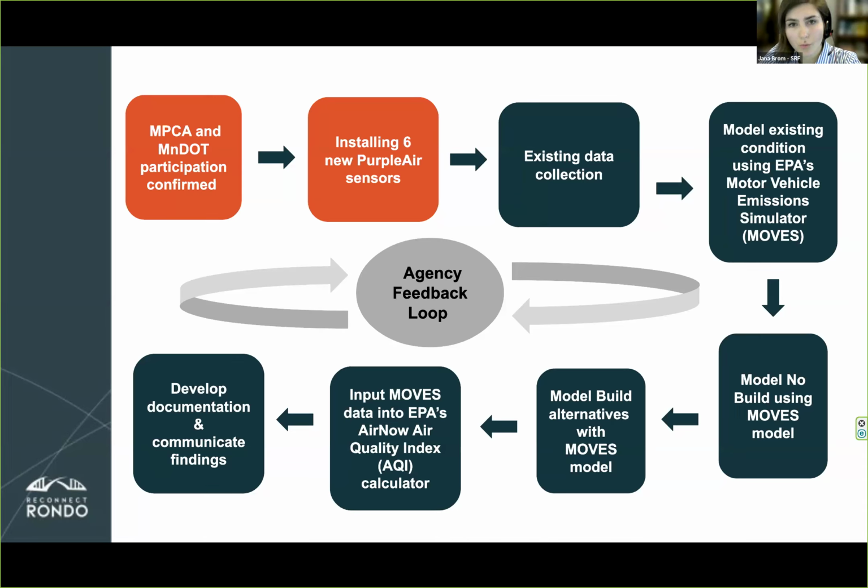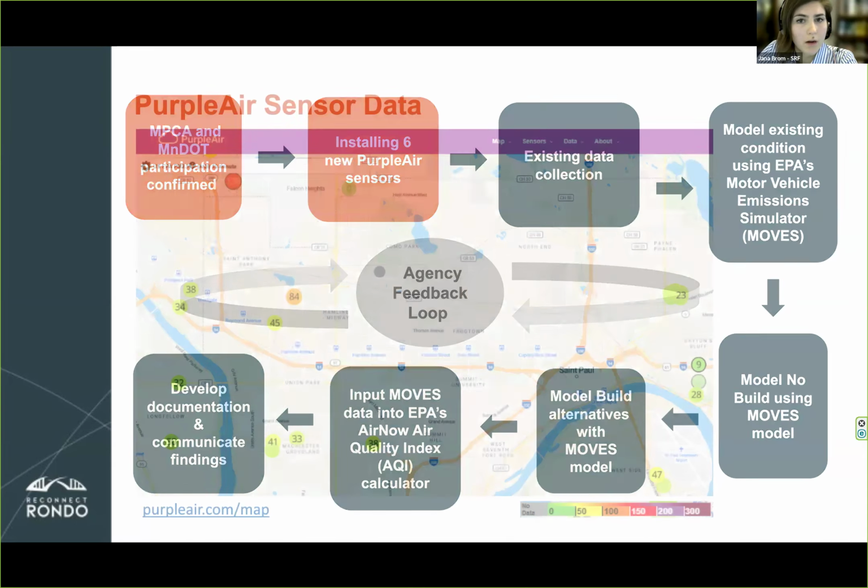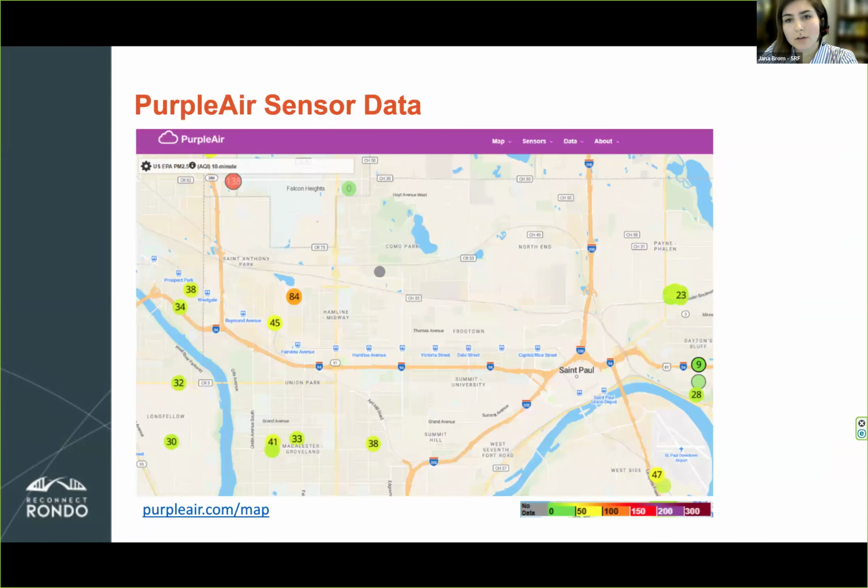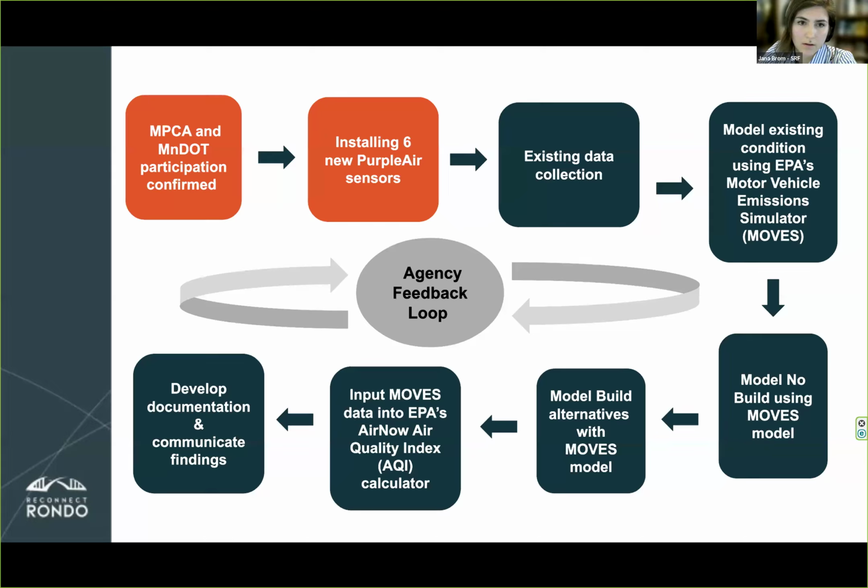Modeling the future no build condition will follow that. And after that, we'll model each of the future build alternatives that Justin had mentioned. All of the MOVES modeling will use traffic data generated as part of this study. And pending a finalized methodology, we then plan to convert the MOVES data to air quality indices, also known as AQI. If you could go back to the previous slide, Keith.